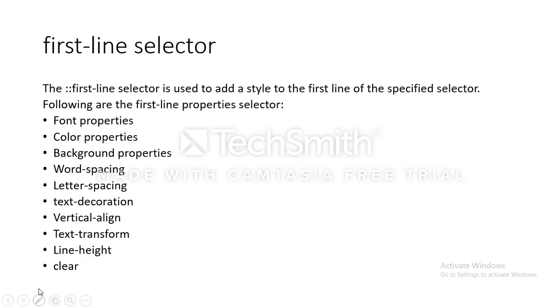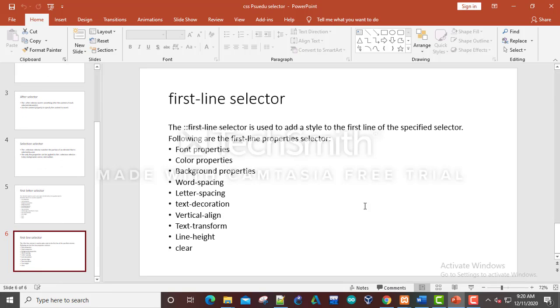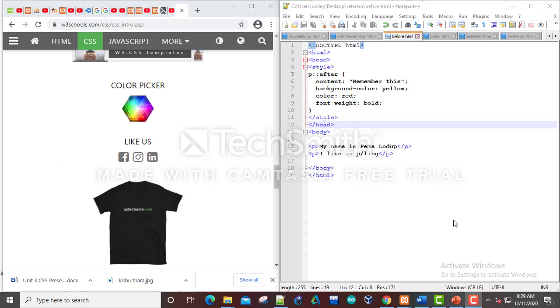Now, I will show a practical demo of the before selector, to demonstrate how it works and how it styles the text or the background of a paragraph. Firstly, the p tag is called here between the style start and style end.